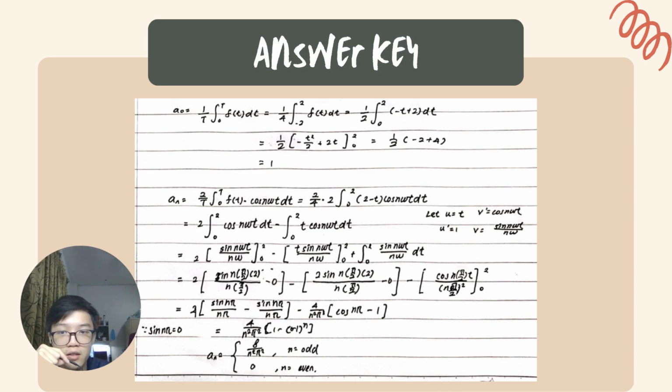To find An, it's the same process as finding A0, using the formula written on the slides, then substituting the relevant values and multiplying by 2 since it is an even function. Then proceed with the relevant integrations. Eventually we get 4 over n squared pi squared times 1 minus -1 to the power of n. When n is an odd number, then An will be equal to 8 over n squared pi squared. And when n is an even number, then An will be 0.